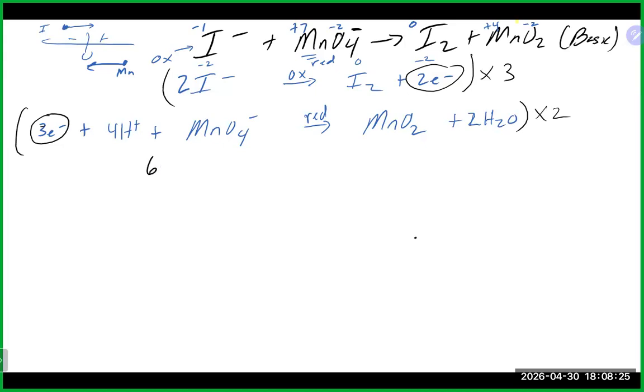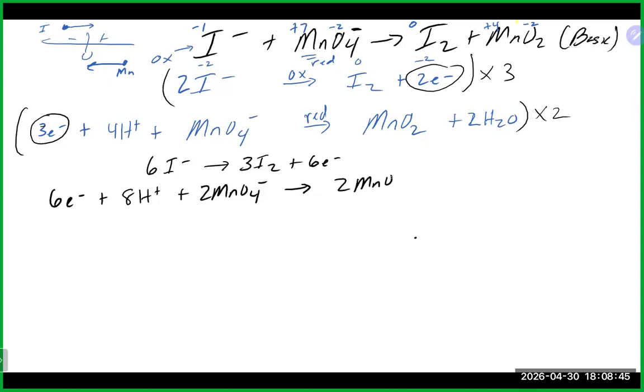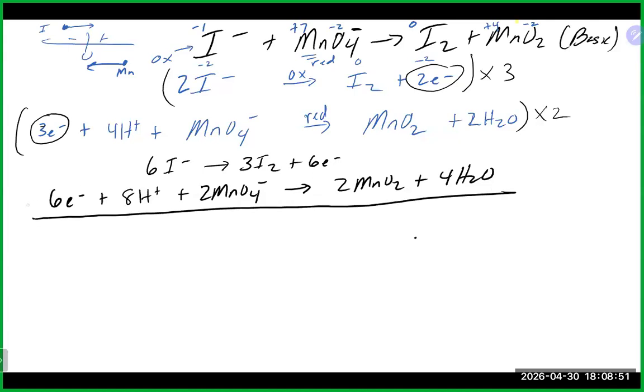That's going to yield us up on top there 6 I minuses, 3 I2s, and 6 electrons. On the bottom, we're going to end up with 6 electrons plus 8 H pluses plus 2 MnO4 minuses and 2 MnO2s and 4 waters at this point. We are now good to add these together. Electrons should completely cancel out, and in this case, I think that is it. That will leave us 8 H pluses plus 2 MnO4 minus plus 6 I minus.